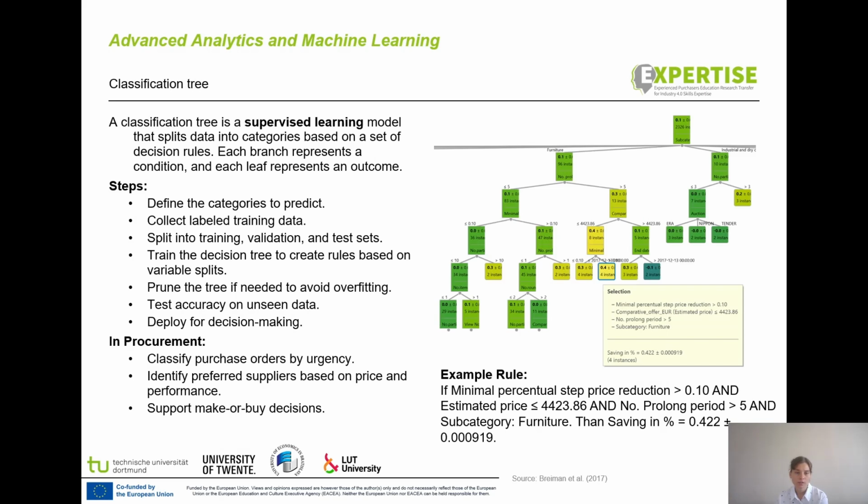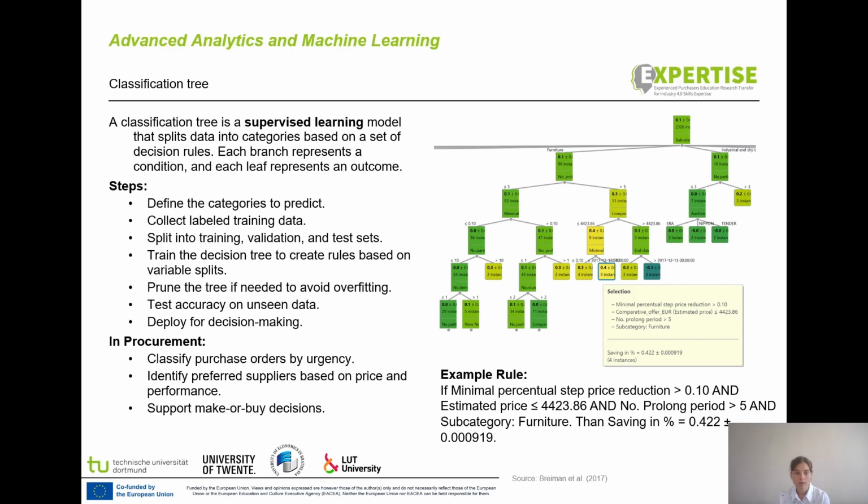A classification tree is a supervised learning method that splits data into categories based on decision rules. Each branch represents a condition and each leaf represents an outcome. The model is trained on labeled data, tested for accuracy, and pruned if needed to avoid overfitting. In procurement, classification trees can be used to classify purchase orders by urgency, identify preferred suppliers based on price and performance, or support make or buy decisions.